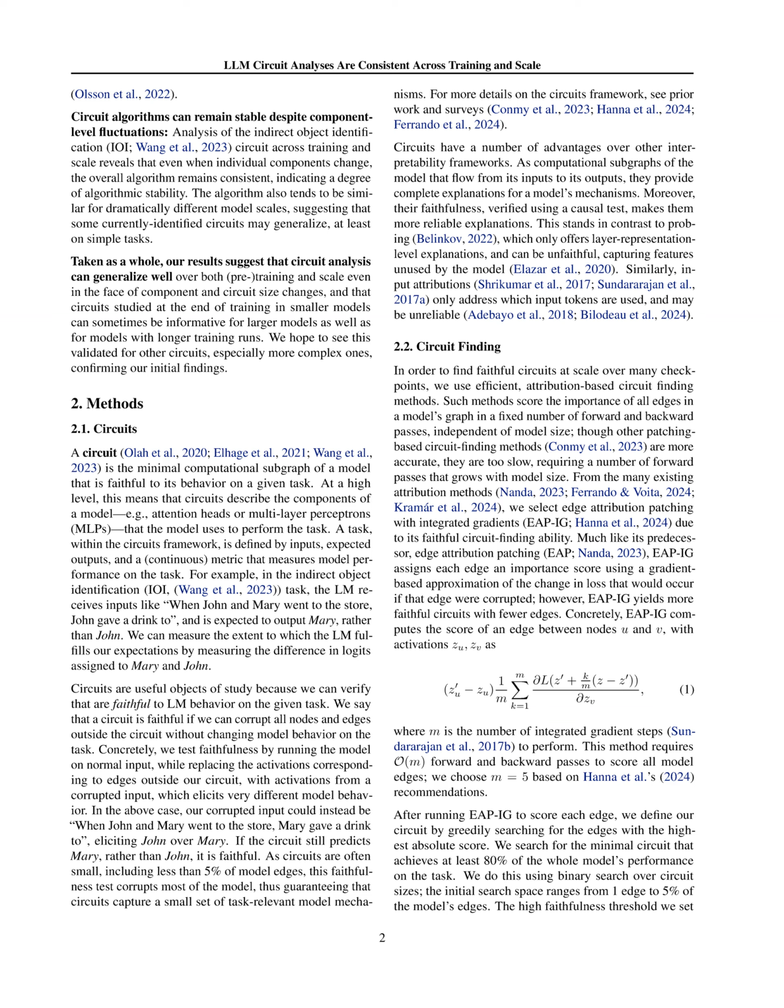The method is validated or tested by using efficient attribution-based circuit finding methods, specifically Edge Attribution Patching with Integrated Gradients, EAPIG. This method scores the importance of all edges in a model's graph in a fixed number of forward and backward passes, independent of model size. The faithfulness of the circuits is verified by running the model on normal input while replacing the activations corresponding to edges outside the circuit with activations from a corrupted input that elicits very different model behavior. The faithfulness test corrupts most of the model, ensuring that circuits capture a small set of task-relevant model mechanisms.